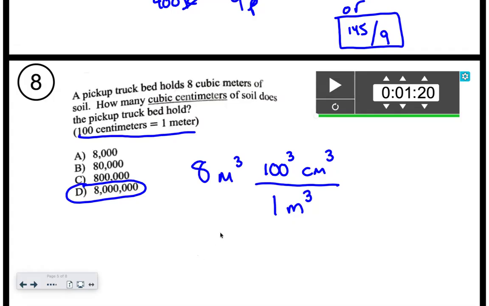Makes sense. Whatever one you raise it to, it just multiplies the number of zeros by that number. So 6 zeros is a million. So we get 8 million.